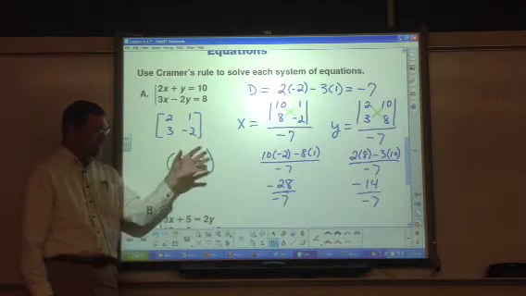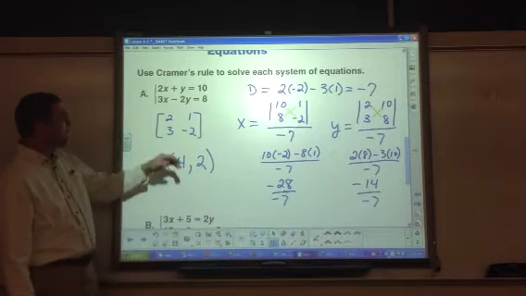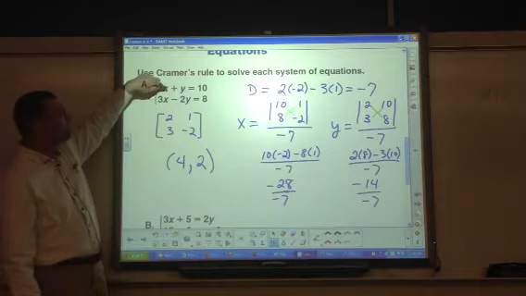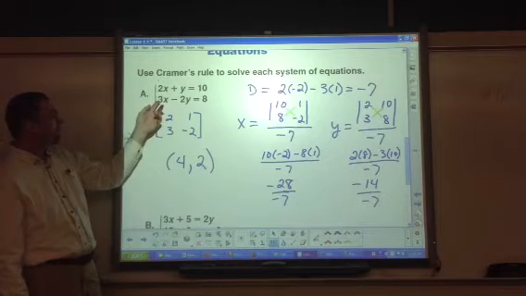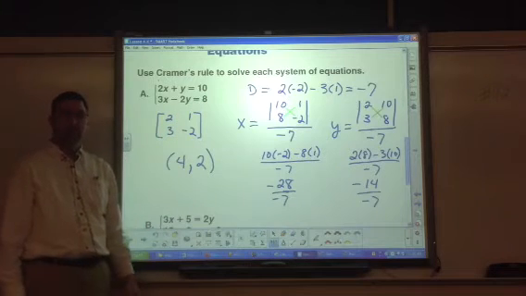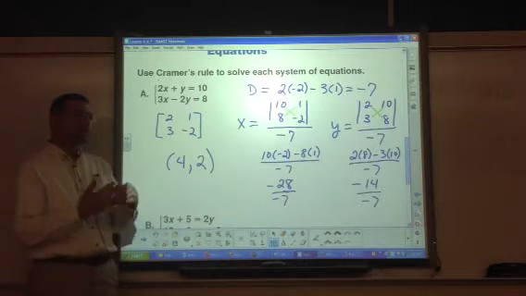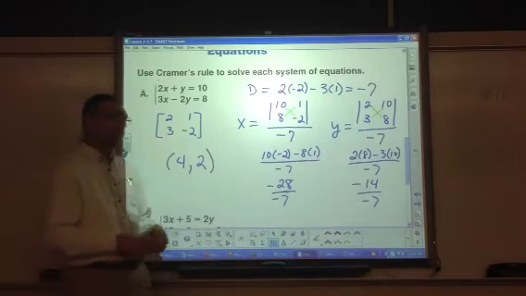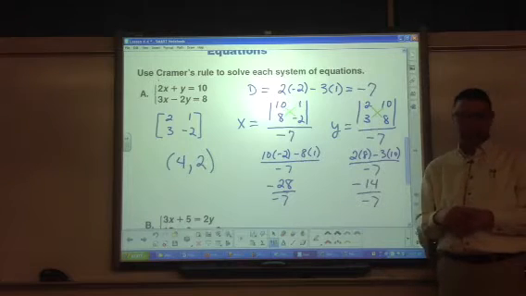Of course, like everything, the first time I do it, it's a little bit lengthy. But if I check it, in the first one here, 2 times 4 is 8. 8 plus 2 is 10. Works. 3 times 4 is 12. 12 minus 2 times 2 is 8. So it checks in both cases. So we're basically using the determinant twice to find the values of x and y. Now once you get the hang of it and see it, then you say, okay, that's really not so bad, I can do that. So let's try another one.